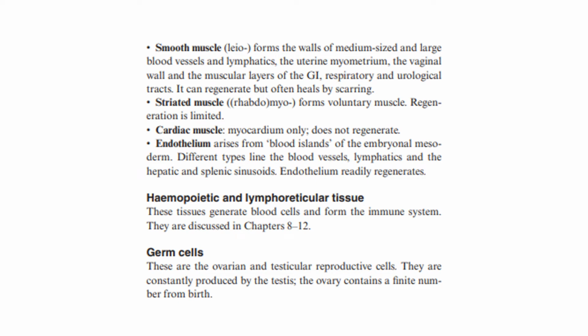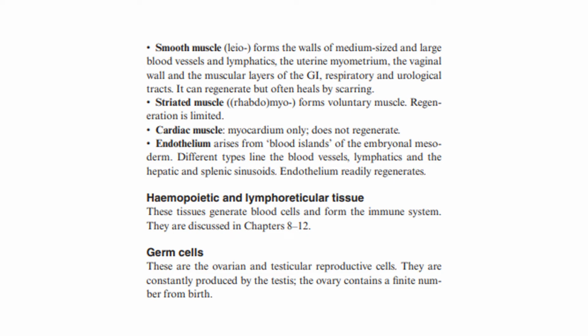Next is smooth muscle. It forms the wall of medium-size and large blood vessels and lymphatics, uterine myometrium and vaginal wall, and the muscular layer of the GIT, respiratory and urological tract. Striated tissue forms voluntary muscles, and regeneration is limited in striated tissue. Cardiac tissue, myocardium only, they do not ever regenerate.